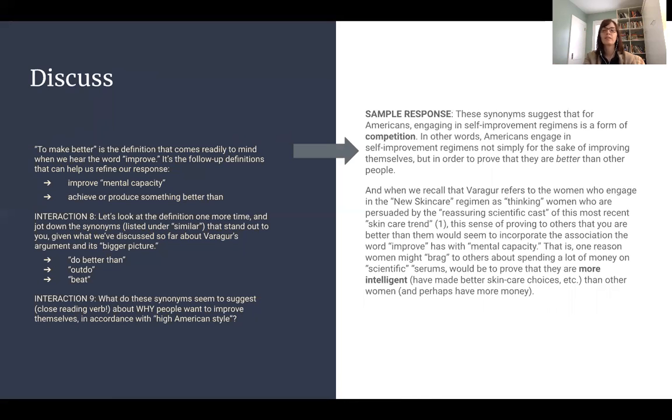So that is one reason women might brag to others about spending a lot of money on scientific serums: to prove that they are more intelligent. So in other words, that they have made better skincare choices than other women and perhaps have more money, right? So by setting up this notion of thinking women, those thinking women are setting themselves up against other women who would by default be unthinking women, right? So there is this sense of competition reinforced by this need to brag to others, to let them know that you're spending all of this money on these particular products.